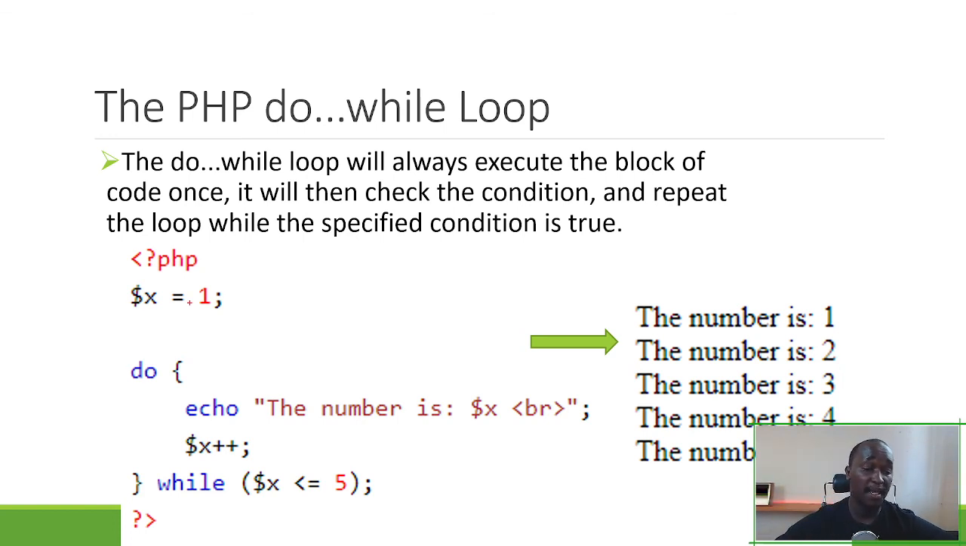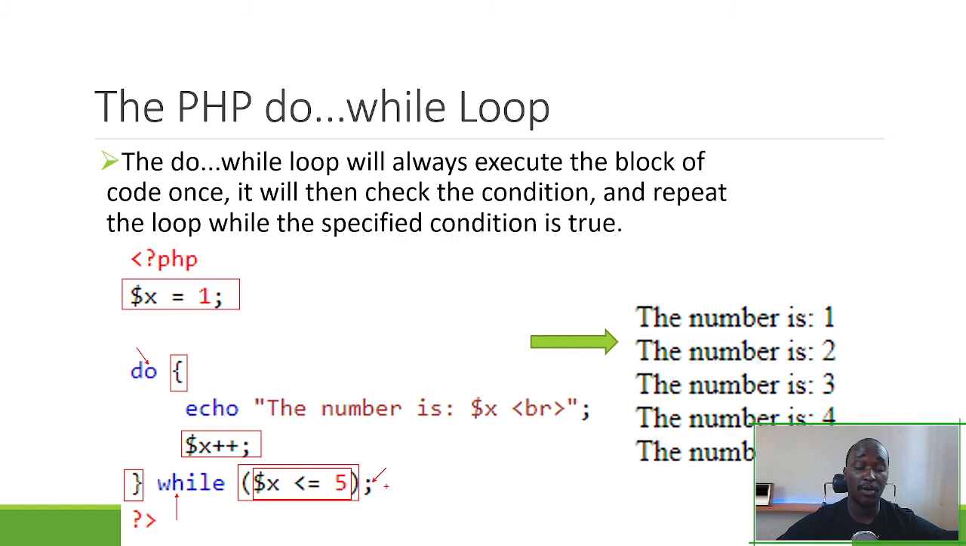So again, here we still have the initialization, we still have the update, and we still have the condition. Now, how we write the do while is we write the do keyword, then an opening curly bracket and a closing curly bracket. Then we write the while and the condition. Then the semicolon comes here.